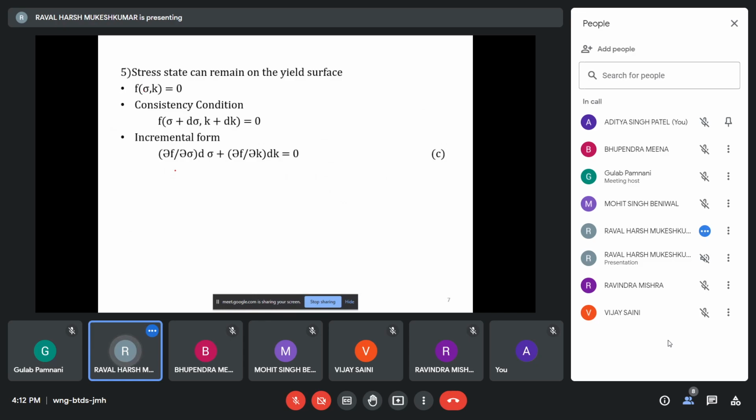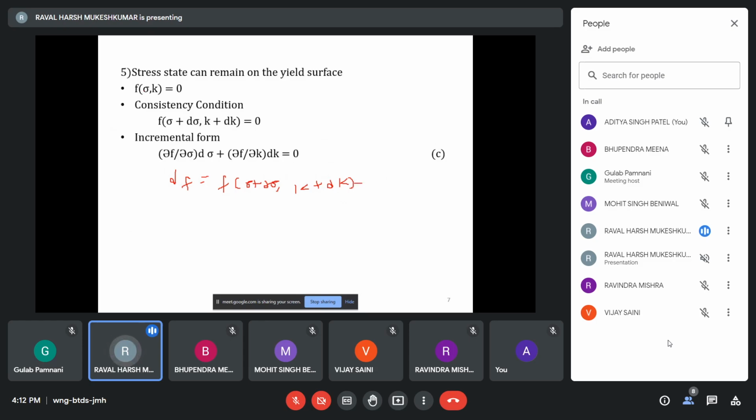The infinitesimal change in F will be equal to change in its variable sigma plus d sigma plus change in k. Now we want that even after the change, the function should still remain on the yield surface.